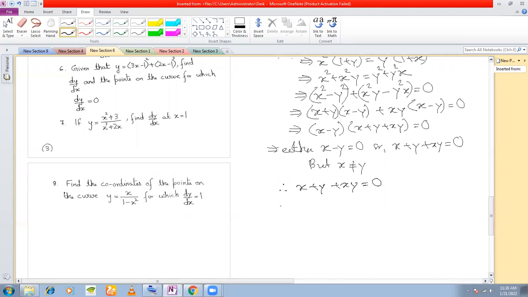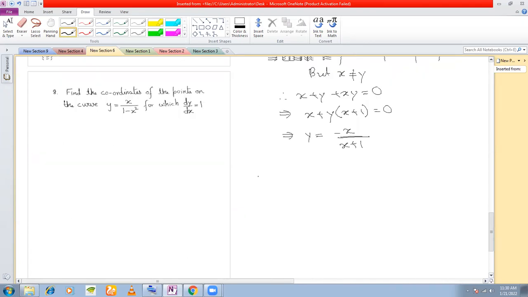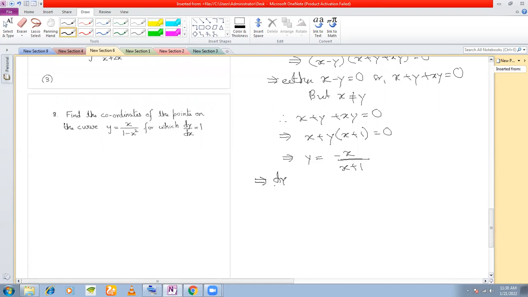Therefore, x plus y plus xy must be equal to 0. Now from here you can find out y. So you have x plus y into x plus 1 is equal to 0. That means y is equal to minus x by x plus 1. This is what you are getting as y. Now, once we get y, what do we have to show here? We need to show dy/dx is equal to this. That means we need to differentiate y. That means dy/dx must be equal to d/dx of minus x by x plus 1, right?